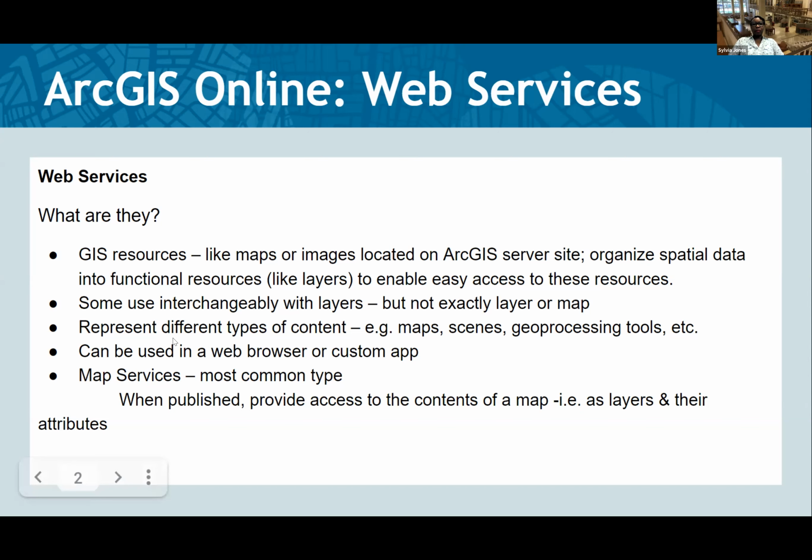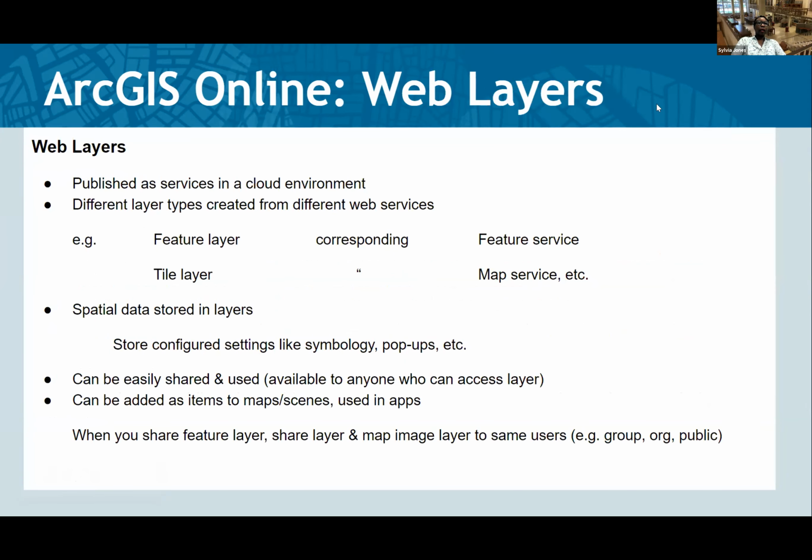So they represent different types of content like maps, scenes, geoprocessing tools, etc. Oh, by the way, I kind of speak very fast. So if I'm going too fast, just let me know, okay? And they can be used in web browser or custom maps. And the most common web services are map services. So when they're published, they give us access to the contents of a map, like the layers or the attributes, okay? Web layers are published as services in the cloud environment, okay?